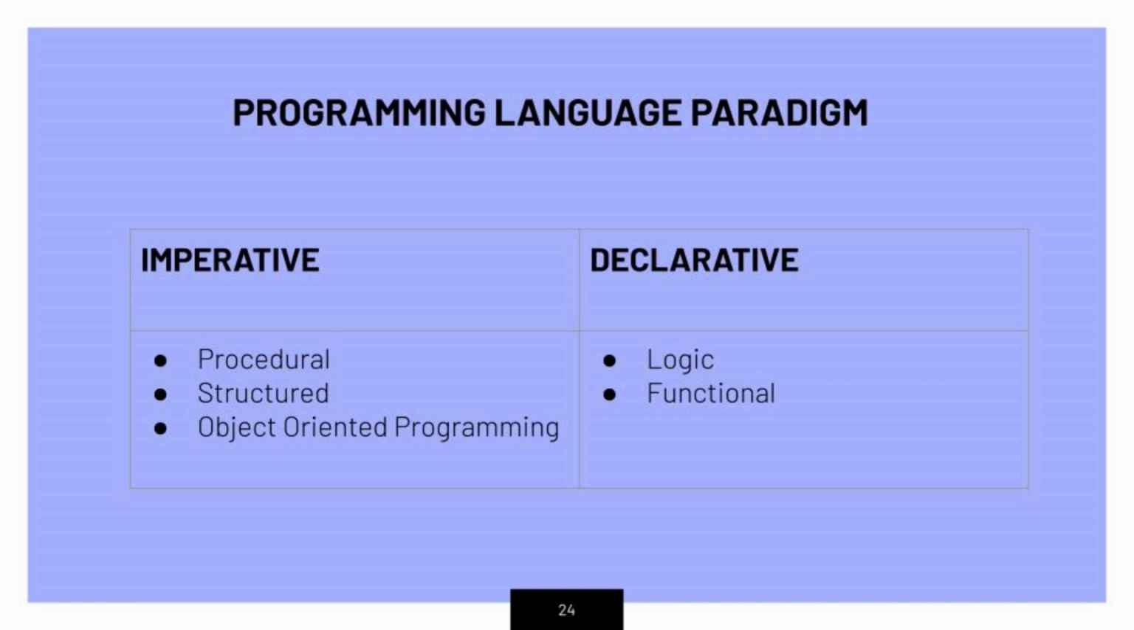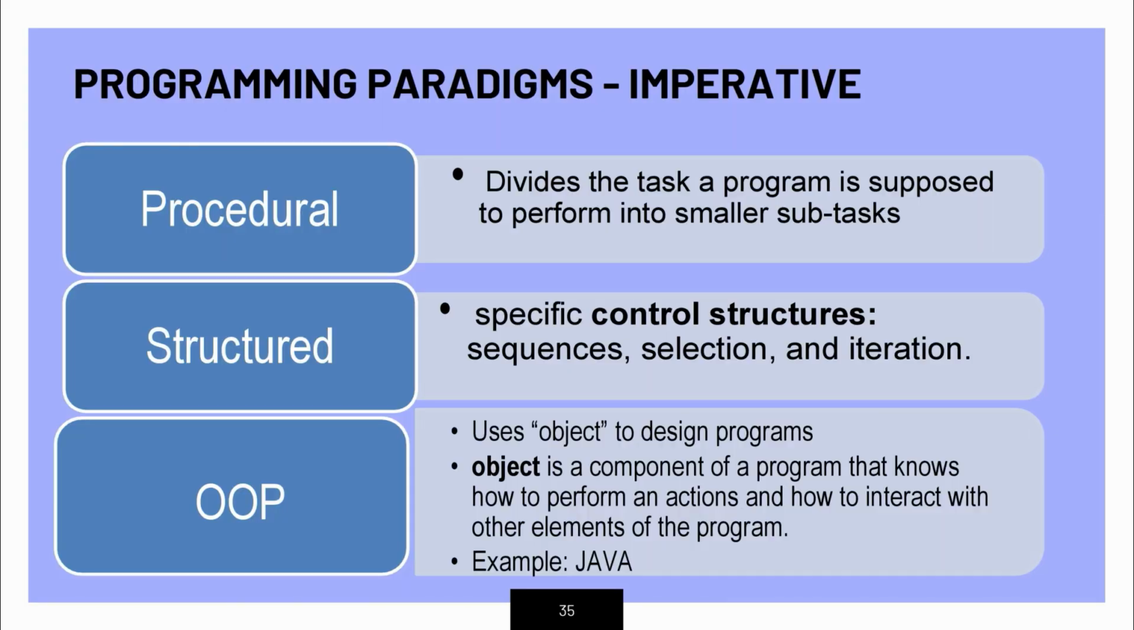Now let's go back to this slide. So tadi I've already mentioned imperative and declarative, the other types there. So imperative, the types are procedural, structured, and also object-oriented programming. So what this means is, procedural means that the programming language divides the task a program is supposed to perform into smaller subtasks. Okay, so macam tadilah ibaratnya Java tu dia nak cari largest number kan. So dia buat satu-satu dulu. Dia tengok sama ada number 1 is the largest ke, number 2 is the largest ke, number 3 is the largest.